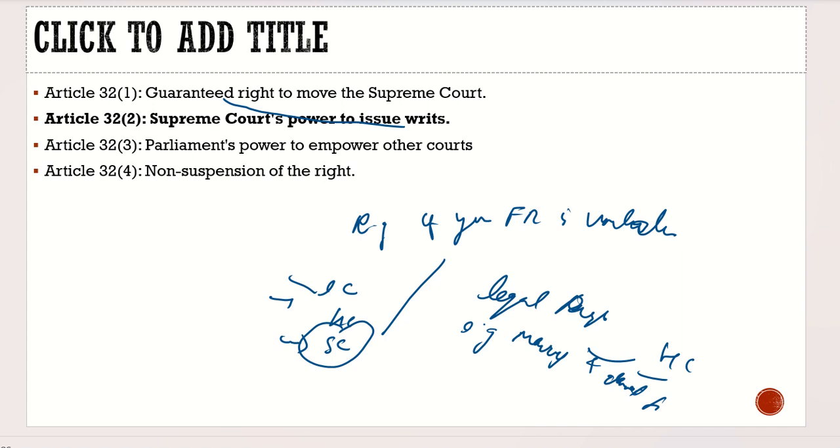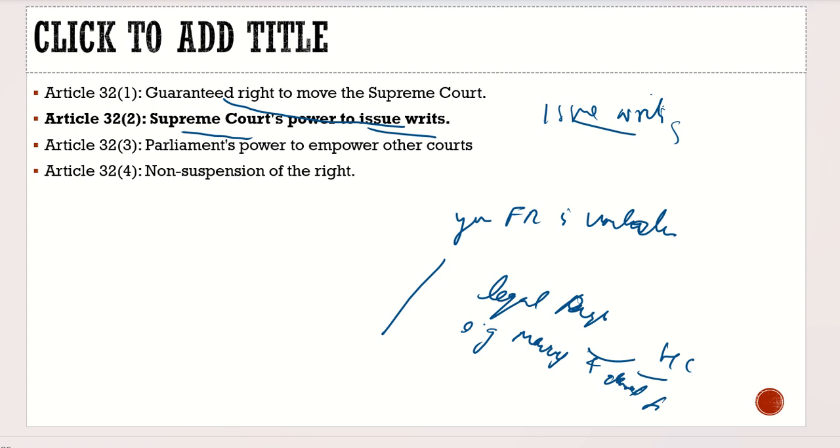Article 32 guarantees you that if any right which is given in Part 3 of the Indian Constitution is restricted to you, you can directly approach the higher authority, that is the Supreme Court. You can directly go to the Supreme Court. Once you go to the Supreme Court, what will the Supreme Court do? Article 32 empowers the Supreme Court to issue writs. Now let us discuss what kind of writs these are. Let's discuss these writs one by one.